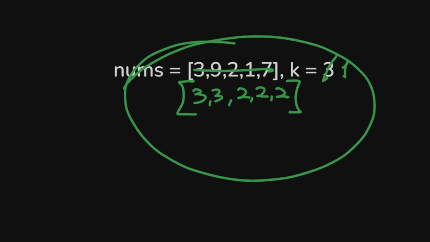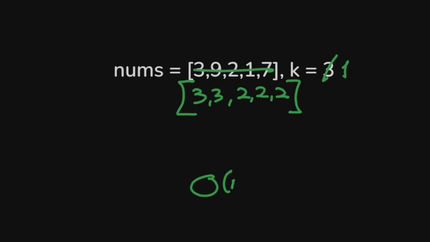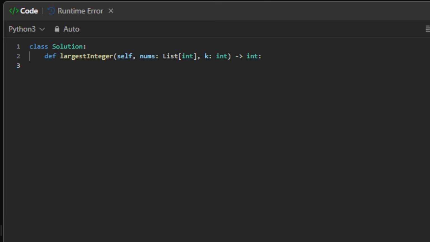And by doing this, we solve the problem in overall big O of n time and space complexity, because we have to iterate n elements and we need our frequency map. So with this in mind, let's go with the code. First, we can say that n is the length of the array, and if k is equal to n, then we return the maximum value of nums.